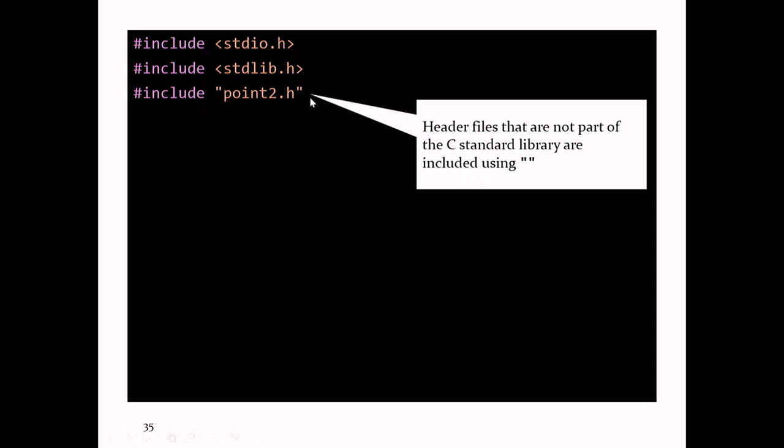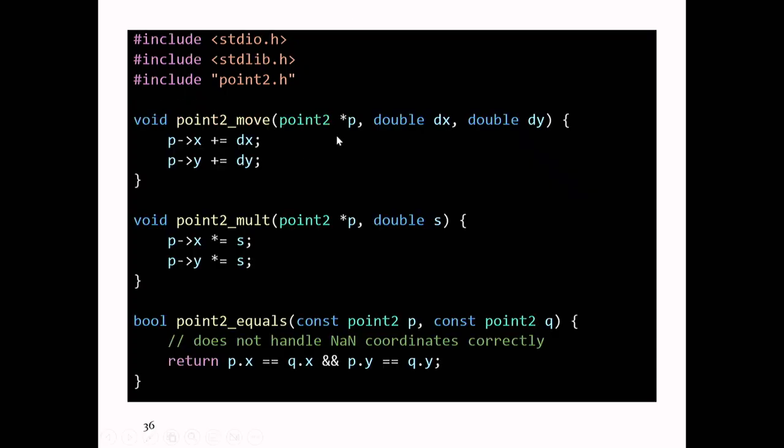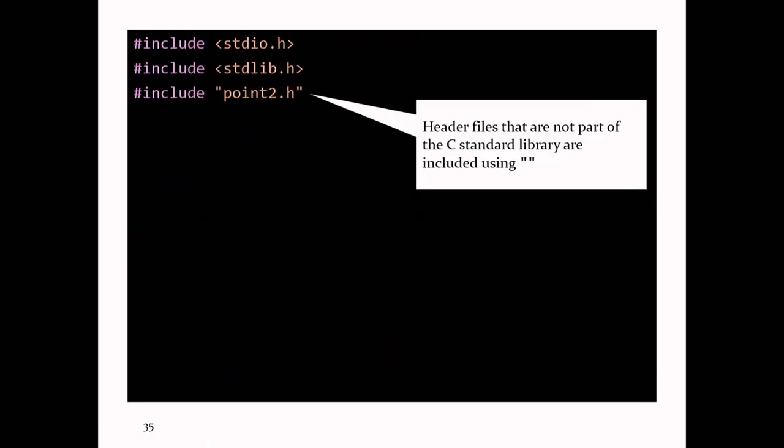When you include a header file that you or somebody else has created, the header file is included with double quotes. The name of the header goes inside double quotes, not the less than and greater than. The less than and greater than are only for the C standard library header files. Anything that's not part of the standard library gets included using double quotes. The reason is that for the C standard library files, the compiler knows where to look for them. Here, the compiler is going to look in the current directory or where you tell it to.